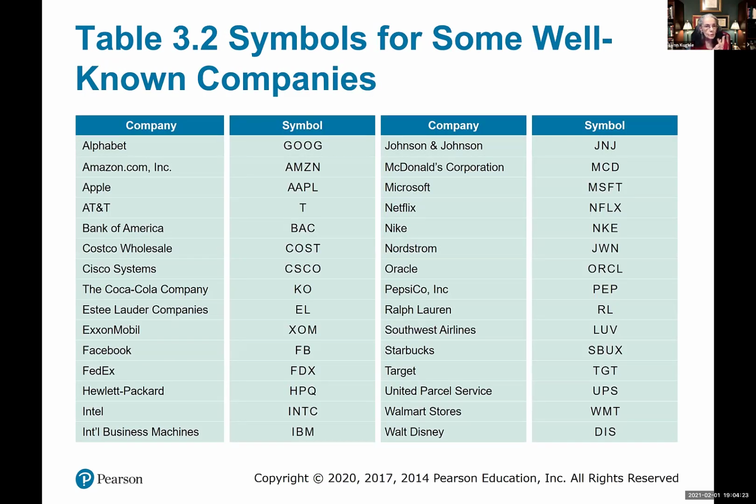Here are the symbols for some well-known companies. That would tell you AT&T has been on there for a long time because they've got a one-letter symbol. Google is really the Alphabet company, Amazon, Microsoft, etc.